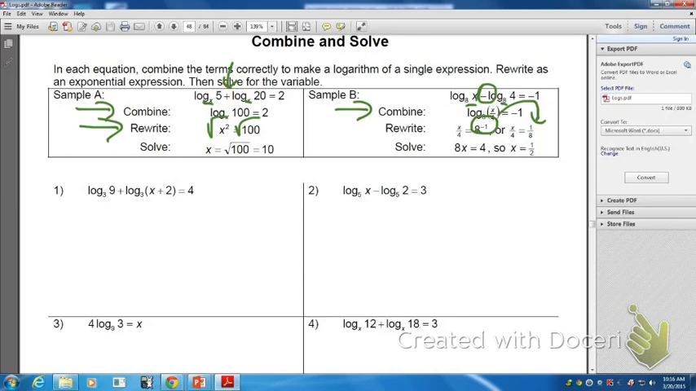Okay? So let's come down. Let's take a look at our first one. I'll get you started on that one. We have log base 3 of 9 plus log base 3 of x plus 2 equals 4.